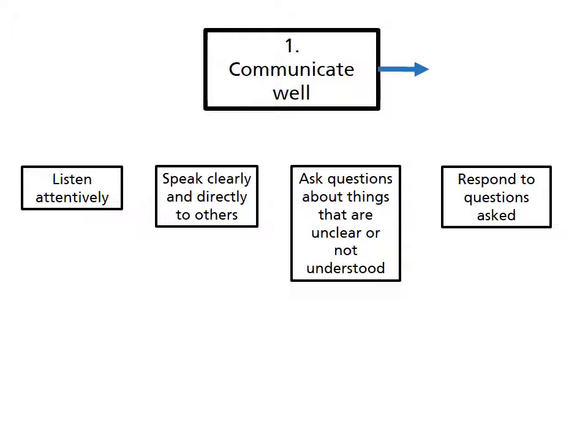Then I just analyzed communicating well, and again, for the sake of simplifying my analysis here, I just pulled out 4 skills that would constitute communicating well. These skills were derived from conducting a task analysis on what it looks like to communicate well, what is somebody doing who is communicating well. And so I have these four sub-skills: listening attentively, speaking clearly, asking questions about things that are unclear, and responding to questions that are asked. And there certainly could be more.